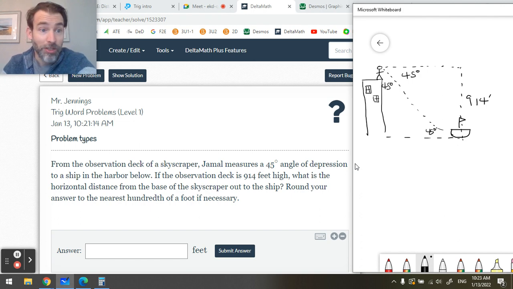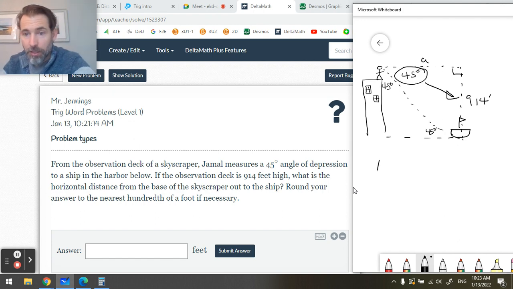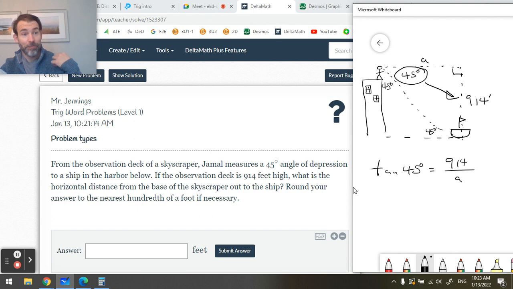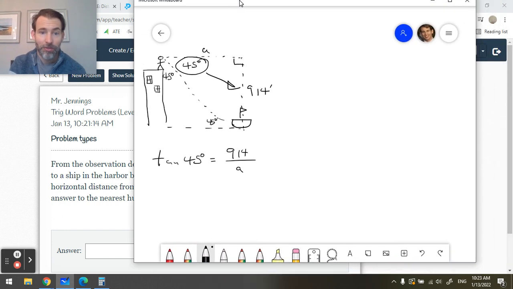Why? Because 45 degrees creates an isosceles triangle. Well, let's pretend we didn't know that. We would write this down. Here we have opposite and adjacent, and we want to find this one, A. It's the horizontal distance. This is the opposite. Here's our right angle. So this is, again, opposite that side. So tangent of 45 degrees, which is 1, but we're going to find that out in a second, is equal to 914 over A, opposite over adjacent, right? Okay, cool. All right, now let's do our BEDMAS to solve that.